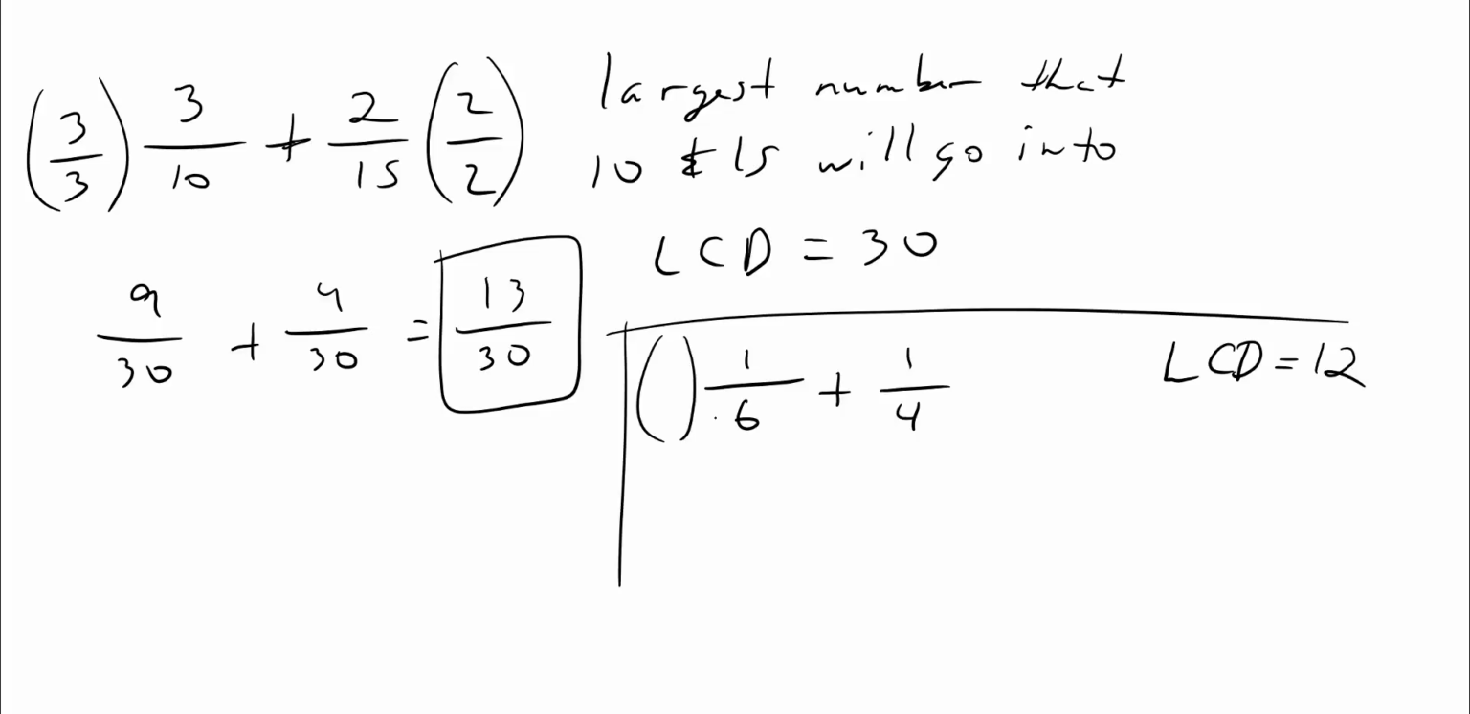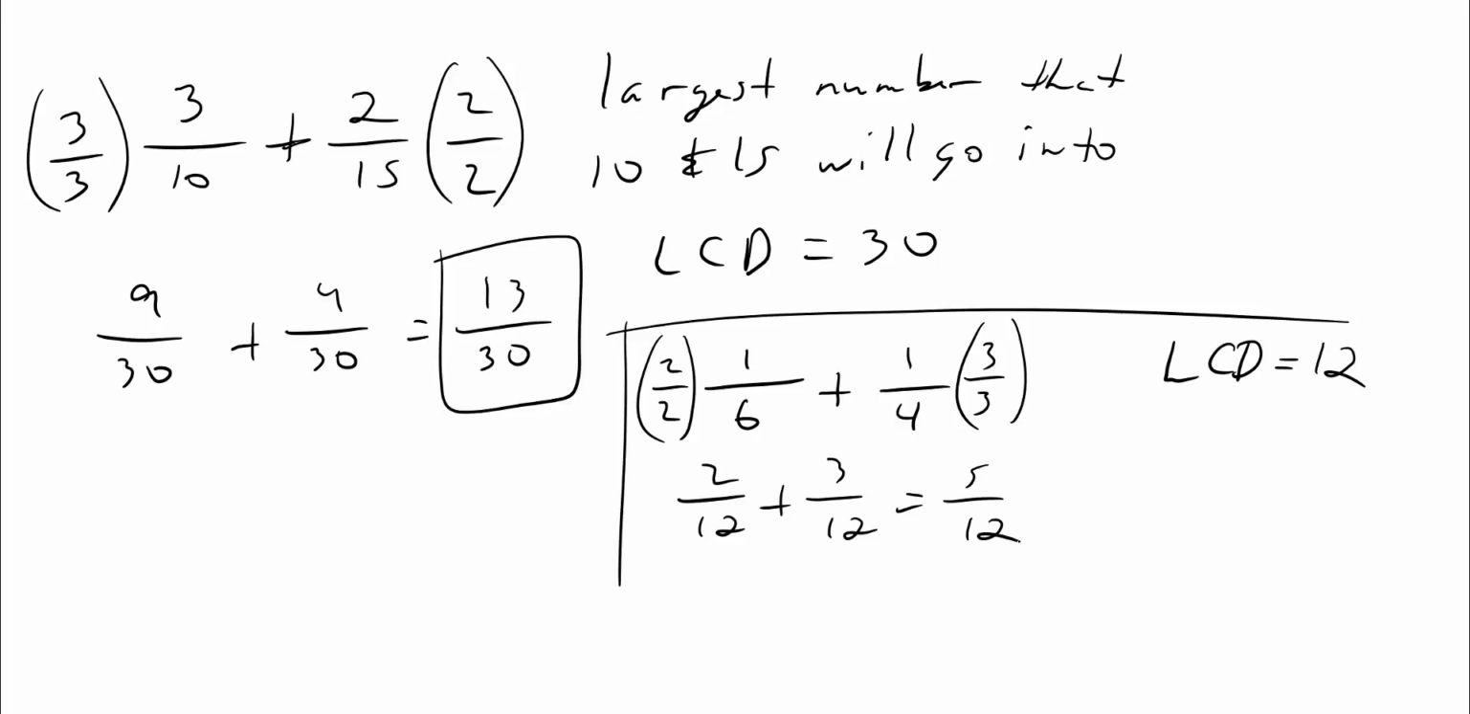So I multiply this one by, what times 6 is 12? 2 over 2. Multiply this one by 3 over 3. Okay, so you get 2 over 12 plus 3 over 12. So the answer is 5 over 12.